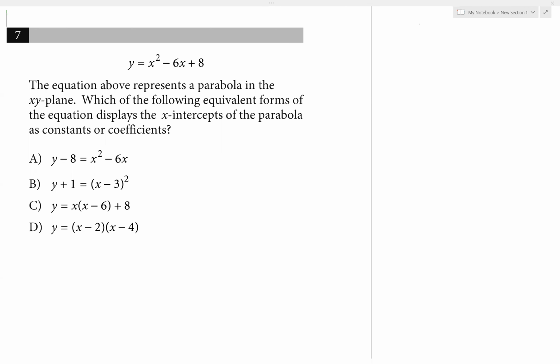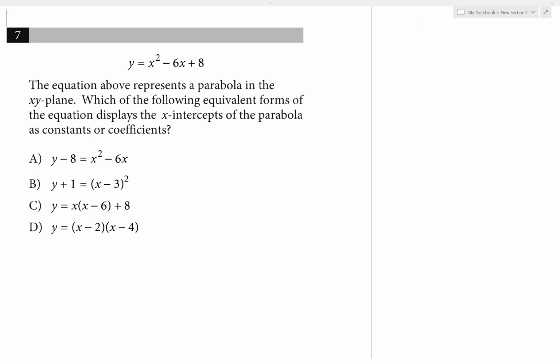All right, number 7, y equals x squared minus 6x plus 8. The equation above represents a parabola in the xy-plane. Which of the following equivalent forms of the equation displays the x-intercept of the parabola as a constant or coefficient?